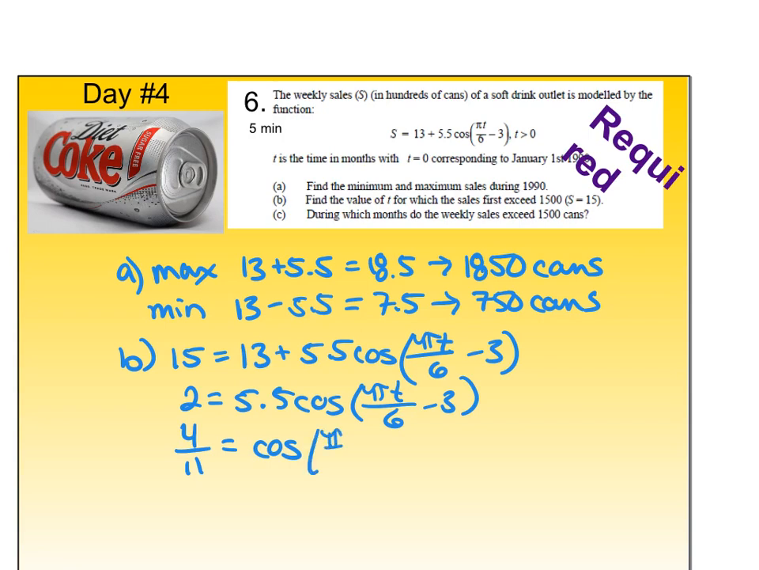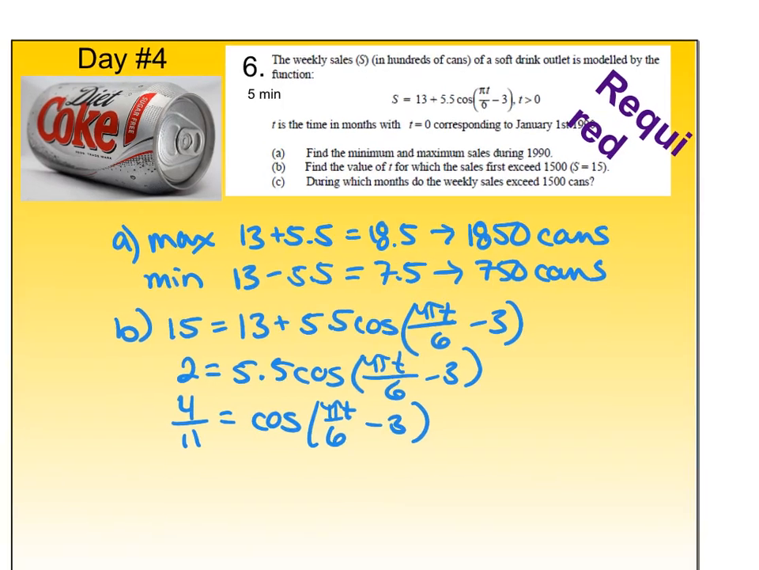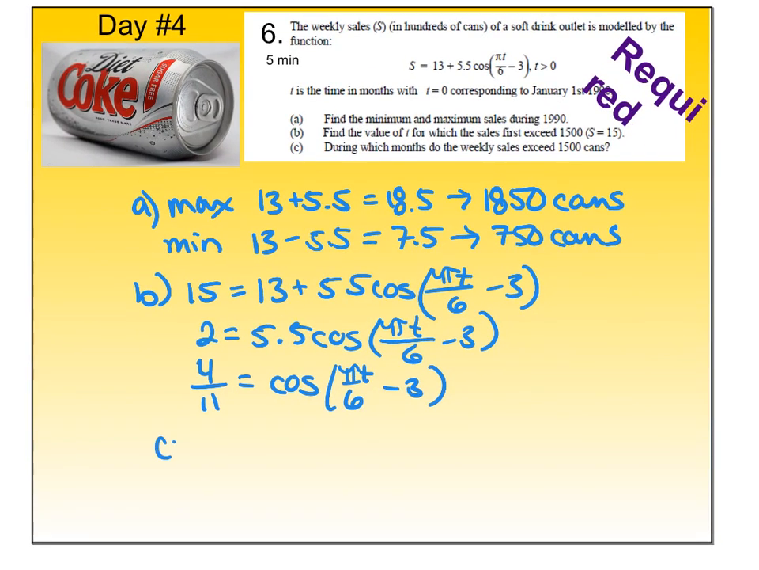Cosine of pi t over 6 minus 3. Now, I need to get rid of that cosine. I can't do anything in the parentheses without getting rid of the cosine. So I am going to do inverse cosine of 4 over 11. And that'll give me pi t over 6 minus 3. So on my calculator right next to us, inverse cos of 4 over 11 is 1.1986.